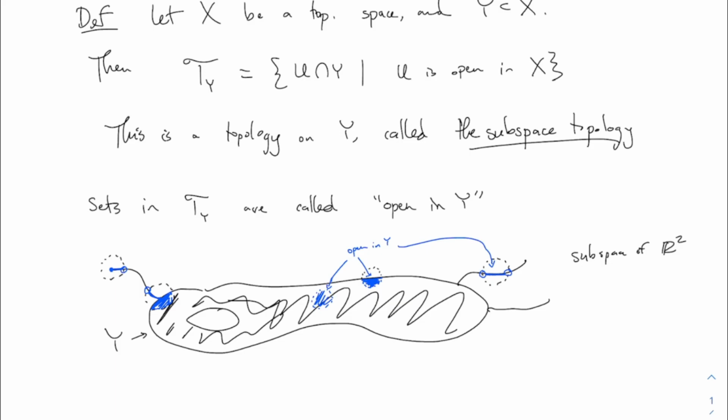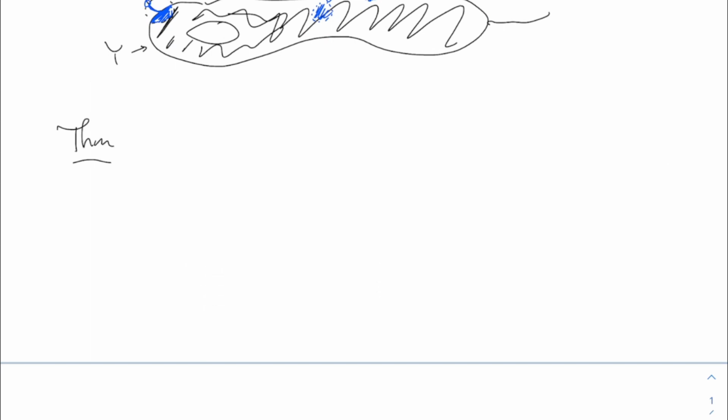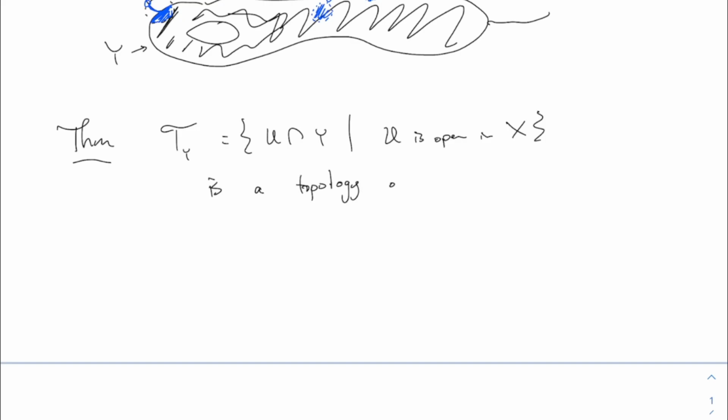Let's demonstrate. So maybe I'll write this as a theorem here. I will copy the definition again. It's defined to be U intersect Y where U is open in X. The theorem is just that this is a topology on the set Y. All right, and we have to demonstrate the three properties. So the first property is the empty set and Y are open. All right. How do we demonstrate that the empty set and Y are open?